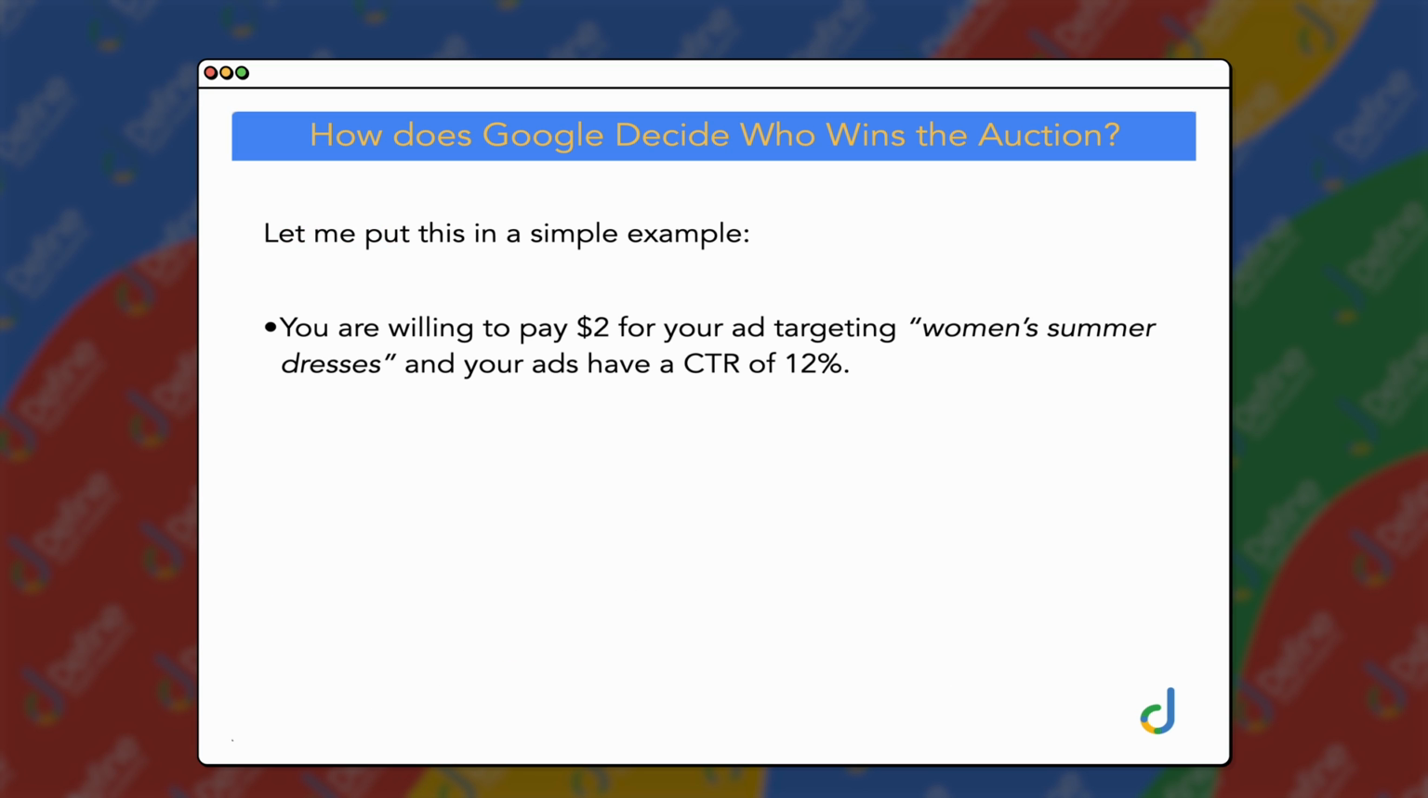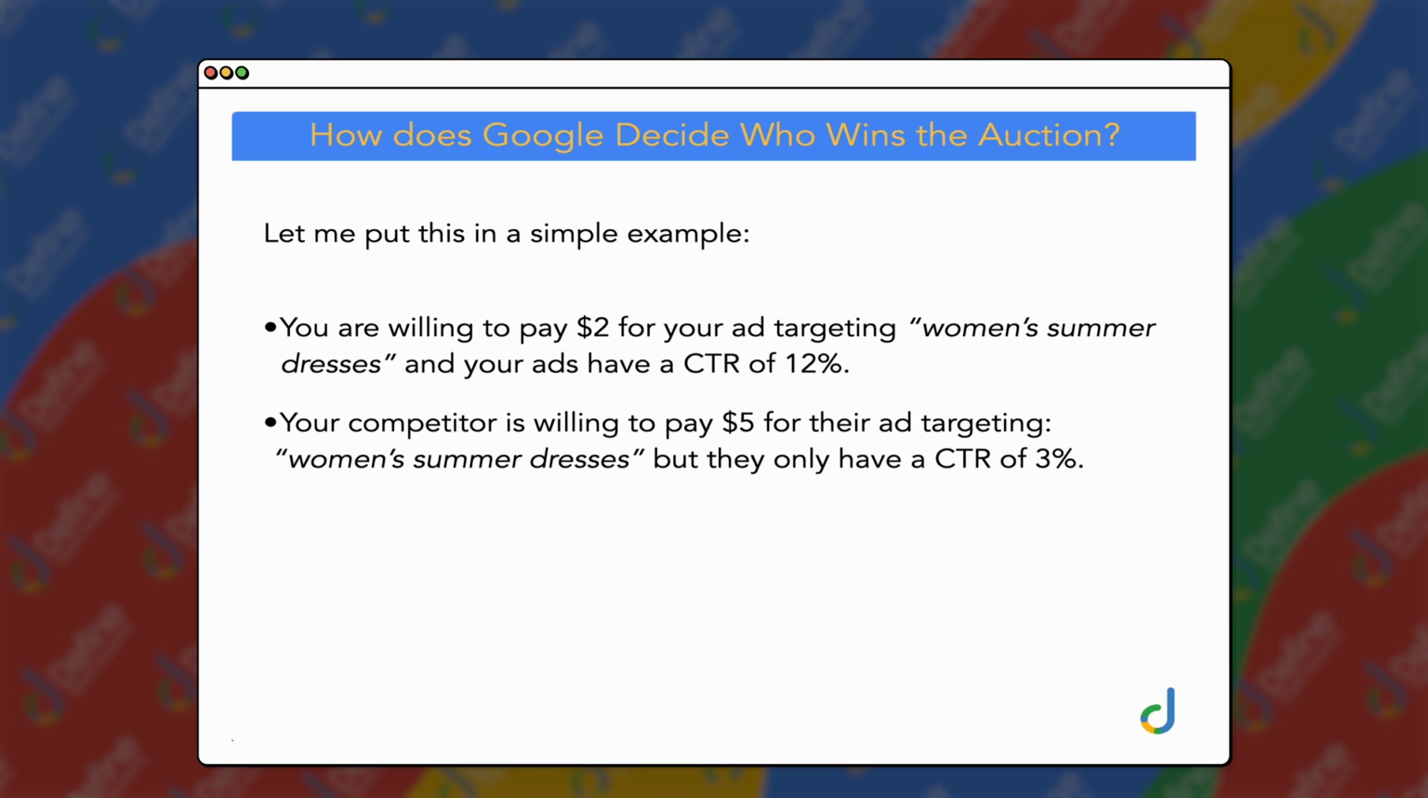So let's just say you're willing to pay $2 for your ad targeting women's summer dresses, and your ads have a click-through ratio of 12%, because your click-through ratio, the amount of times that people see your ad versus when they click on the ad, is also one of the metrics that goes into your ad rank. And if your competitor is willing to pay $5 for their ad targeting women's summer dresses, but they only have a click-through ratio of 3%, who would the winner be, you or your competitor?